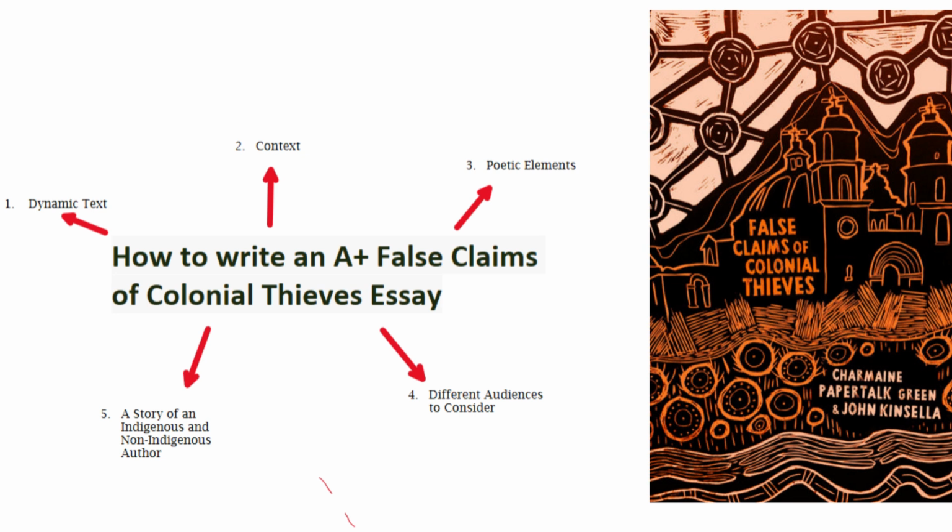False Claims of Colonial Thieves by Charmaine Papertalk Green and John Kinsella isn't your standard VCE text. It's not a novel, it's a collaborative poetry collection. Two voices in conversation, Indigenous and non-Indigenous, looking at Australia's past, present and future. Because of that, you can't analyse it the same way you would Oedipus or Much Ado About Nothing. It's part history, part poetry, part dialogue, and its focus on Indigenous history makes it one of the most relevant texts on the list today.